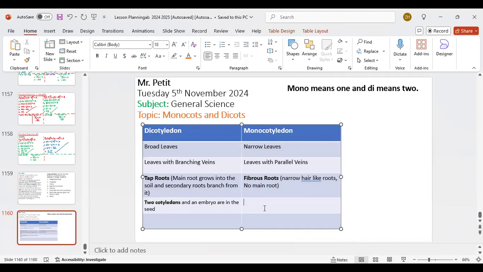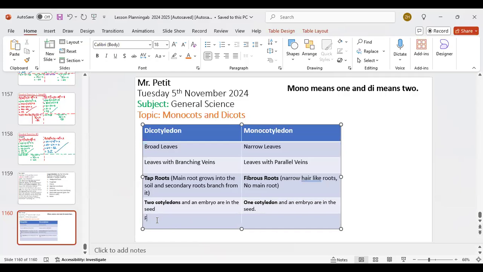Then we have 1 cotyledon. Monocotyledon, obviously, they have 1 cotyledon and an embryo in the seed. So dicotyledon is 2 cotyledons. Monocotyledons is obviously 1 cotyledon.